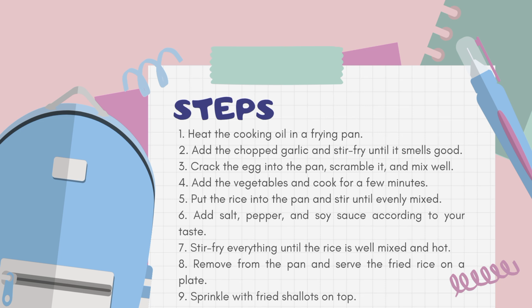7th, stir fry everything until the rice is well mixed and hot. 8th, remove the pan from the heat and serve the fried rice on a plate. 9th, and lastly, sprinkle fried shallots on top.